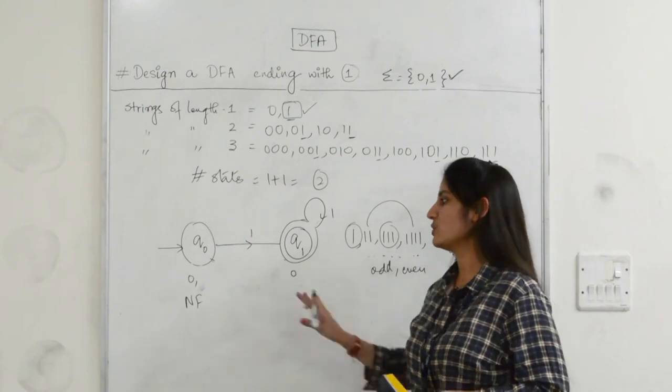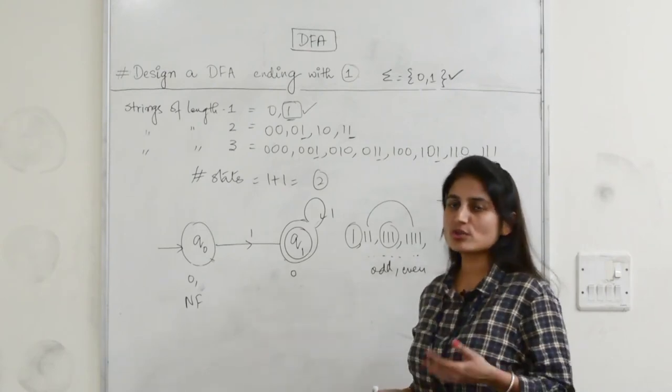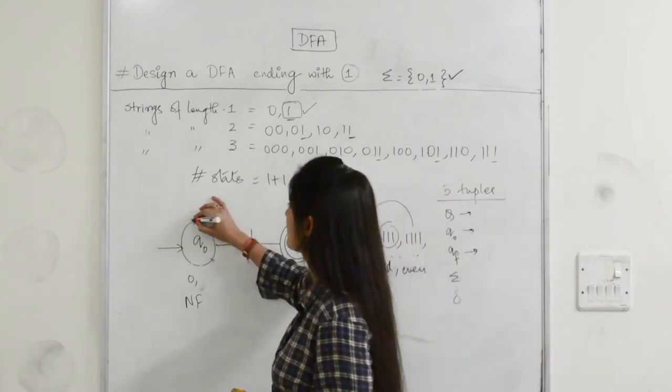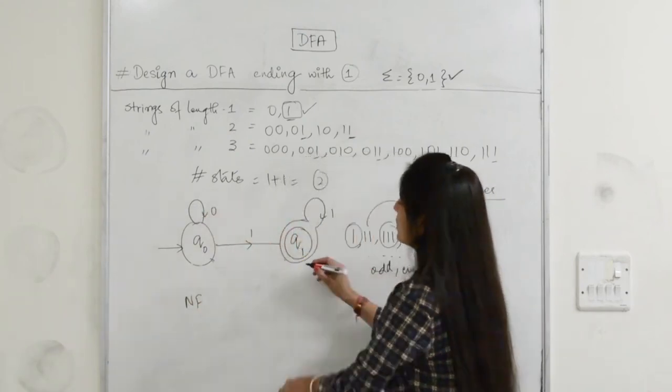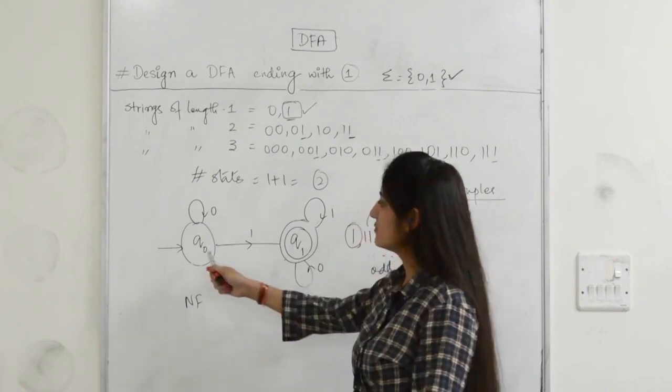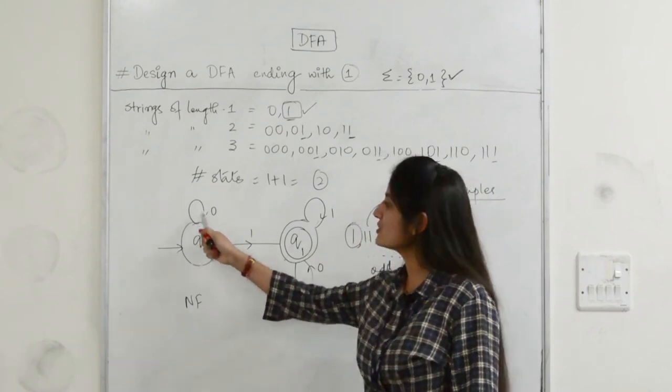Now we will focus upon zeros. As there is no condition on 0, we will simply put a self loop of 0. So here we have put a self loop of 0, and again for this state also I am putting a self loop of 0. Now for this state I have made the transition for 0 and 1.